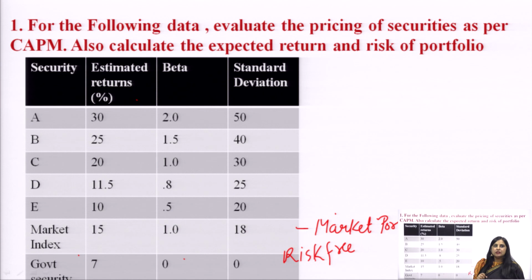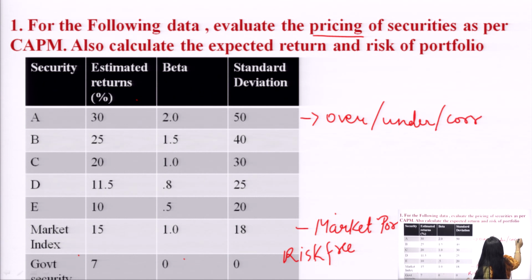So, the question is how to evaluate these securities in terms of pricing, means we have to find out whether this particular security A is overpriced, or it is underpriced, or it is correctly priced. So, we have to find out whether these securities are correctly priced in the market or not, and then we have to calculate the expected return and the risk of the portfolio.